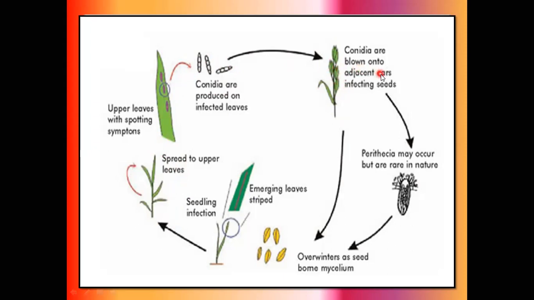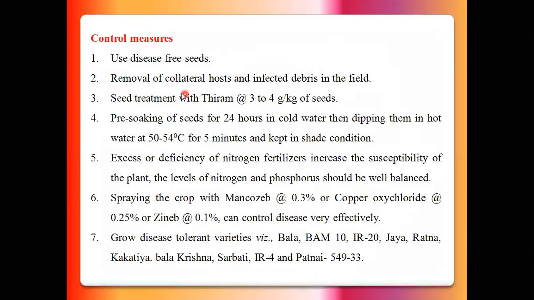Okay, so this fungus produces flask-shaped fruiting bodies having ascospores. Or the infected host tissue produces conidia, and this conidia is disseminated from place to place through wind or air currents. Okay, then control measures or management practices.